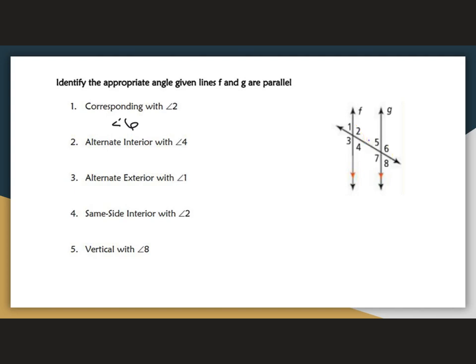Alternate interior with angle 4, so here's angle 4. This is the interior. Alternate means on the opposite side of the transversal, so it would be angle 5.